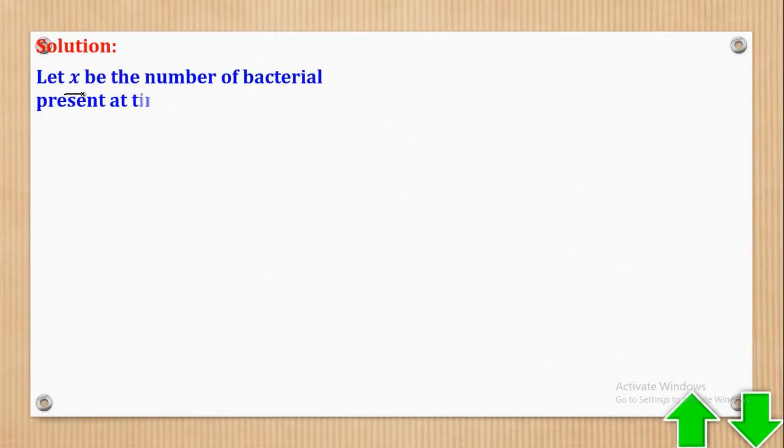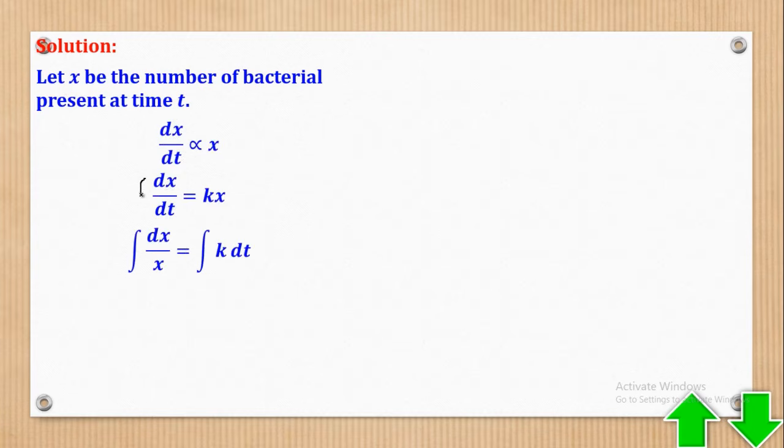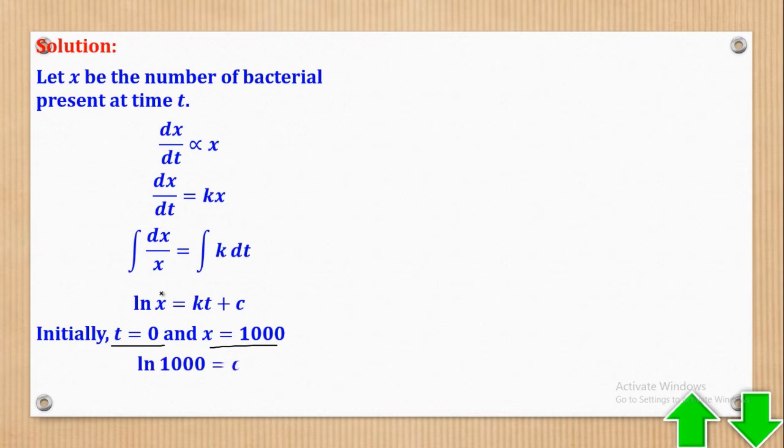So let x be the number of bacteria present at a time t. That means that dx/dt is proportional to x, therefore dx/dt is equal to kx. This is a separable DE, so separate variables and put integrals on both sides. Then you'll integrate, this gives you that, and this gives you that, plus the constant of integration. So initially t is equal to 0 and x is equal to 1000. Come and substitute for t and for x to come up with c as ln of 1000. Therefore bring this c here to come up with that.